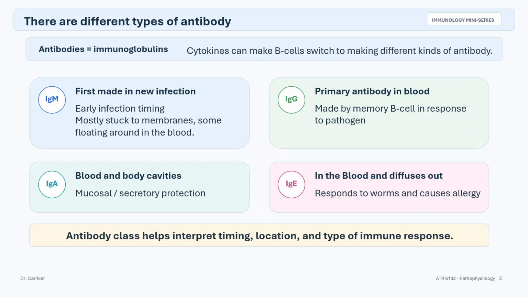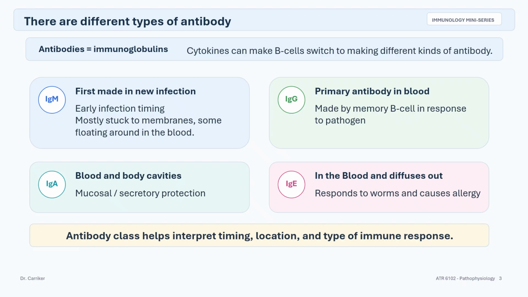IgE is the antibody class that we commonly associate strongly with parasitic worms and allergy. Now, in the US, in clinical settings, elevated IgE is probably more likely to make you think allergy rather than parasitic burden. But both concepts matter. So these antibody classes are not just names to memorize, but they give us clues about the timing, location, and immune response. So again, a physician can call for a blood panel to identify the type of antibody present, which gives them a little bit of indication as to what's going on.